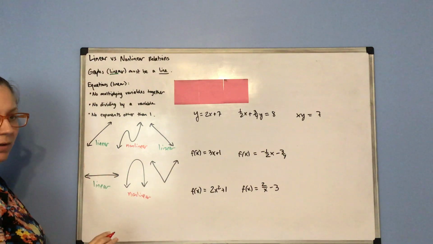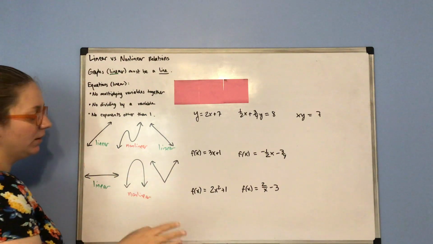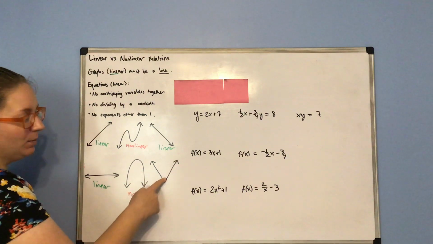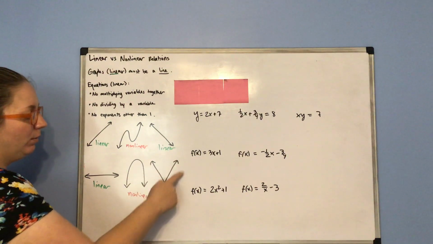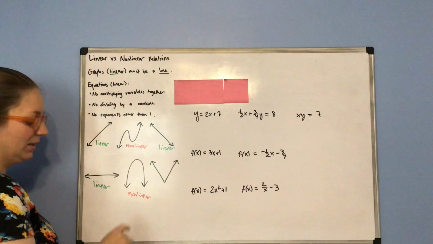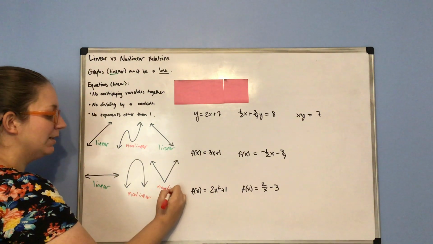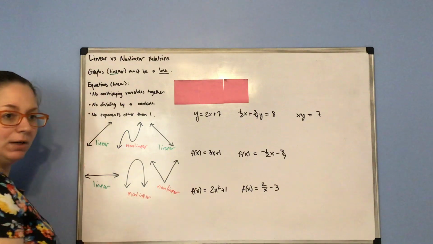This is what an absolute value graph looks like. We'll talk more about those later. It might trick you because this part looks like a line. This part looks like a line. When you look at the whole big picture, it's not one continuous straight line, it's actually a V shape. So even though parts of it are a line, the whole thing is not a line. So that graph right there is nonlinear.